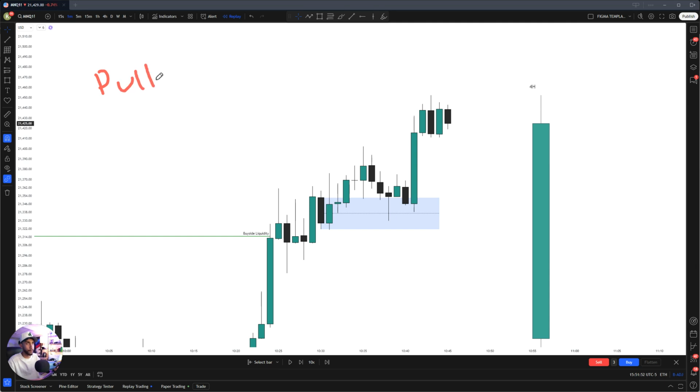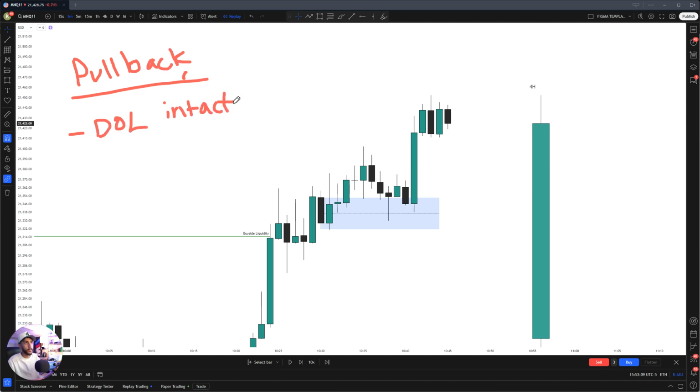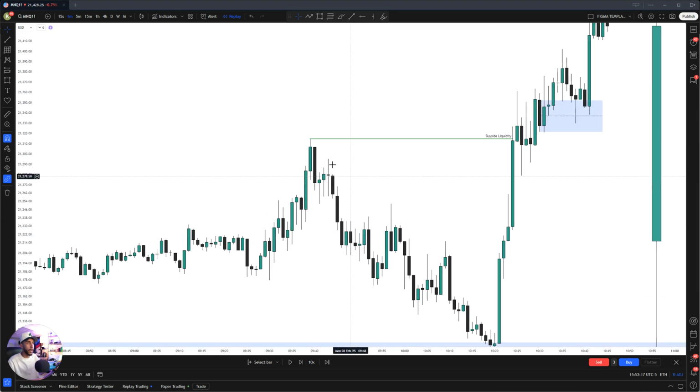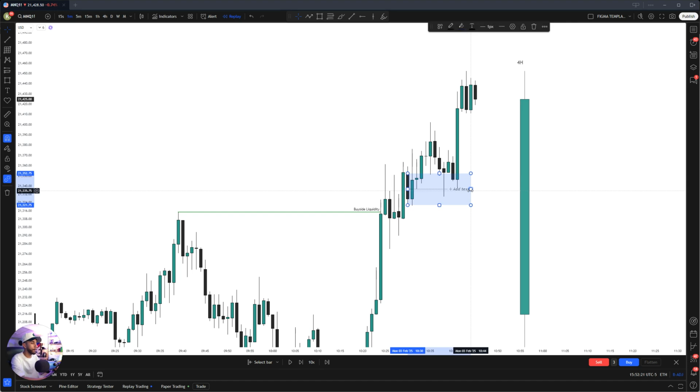So pullback is very simple because, oops, why did that go away? Sorry, I'm not the best at art. For the pullback, we still have a draw on liquidity intact, okay? So we still have a clear upside draw on liquidity here, and that is the reason why these are pullbacks and this was a reversal on the lower time frame, right?